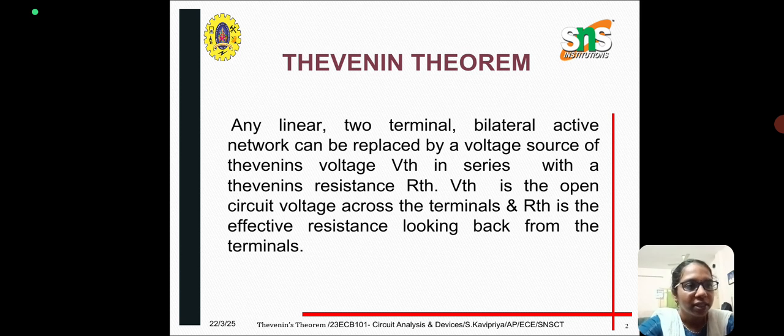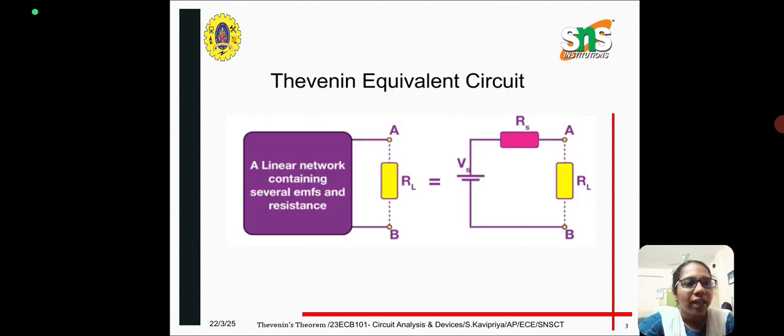When we apply Thevenin's theorem to any linear two-terminal bilateral active network which consists of a number of sources and a number of circuit elements, it can be replaced by a single voltage source VTH, which is called the Thevenin's voltage, or we can even call it VOC, open circuit voltage, in series with the Thevenin's resistance RTH. RTH is an effective resistance looking back from the terminals. So this is a Thevenin's equivalent circuit.